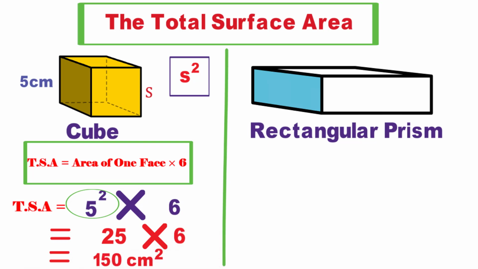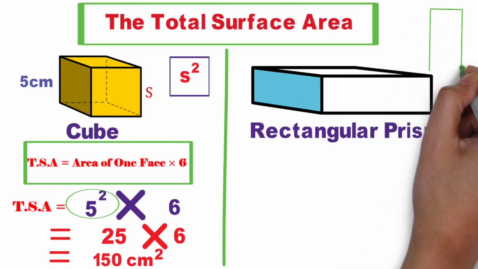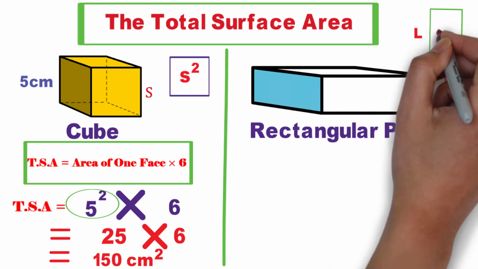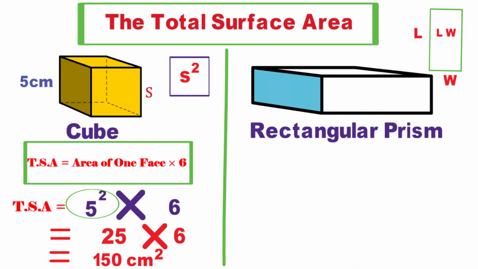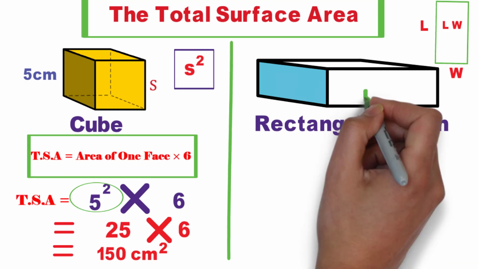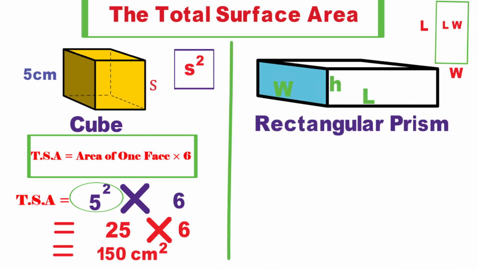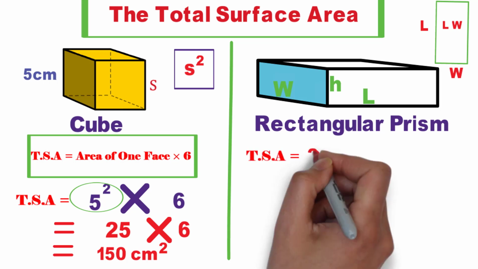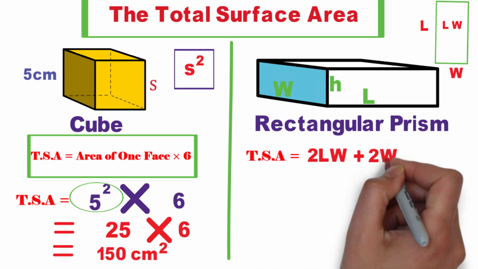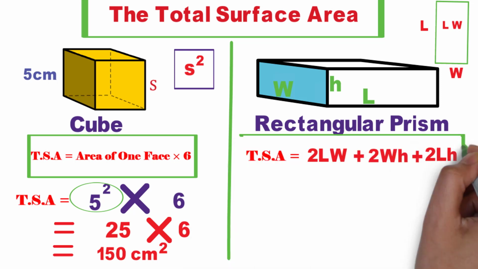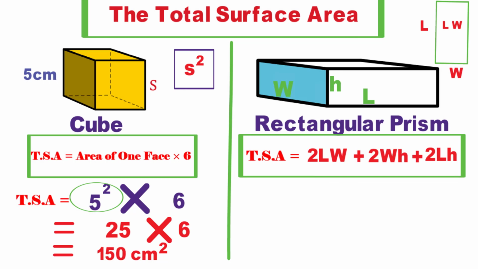Next, to find the total surface area of the cuboid, just find the area of 6 faces. The face is a rectangle. The area of a rectangle is length times width. We know that each 2 opposite faces are parallel, congruent, and equal in area. The area of each face is a product of 2 dimensions. So, repeat the double product of each 2 dimensions together. Now, we can write the total surface area equals the double product of length and width plus the double product of width and height plus the double product of length and height.